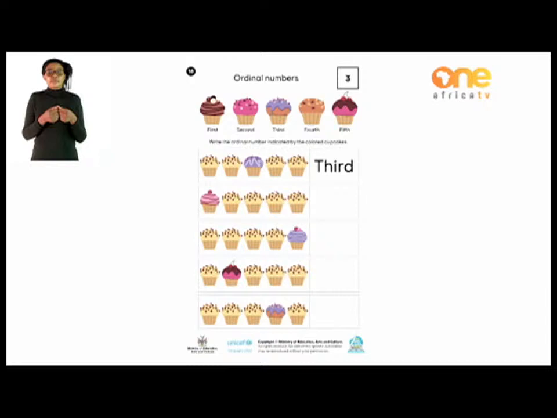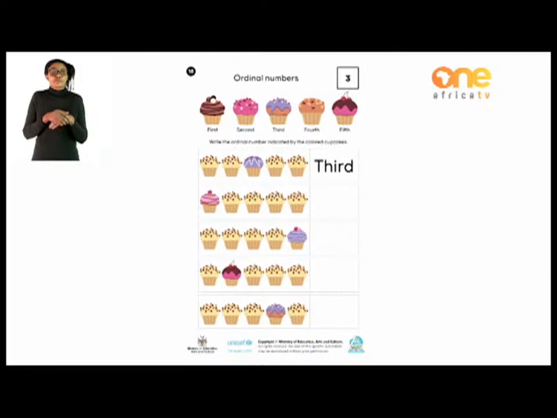Like say for instance, when we stand in a line, then I ask, where is John standing? Is he first, second, or third in the line? Now, in this case, or on this page, we are busy with cupcakes. And we have to see where is the cupcake standing? At which position is the cupcake standing?